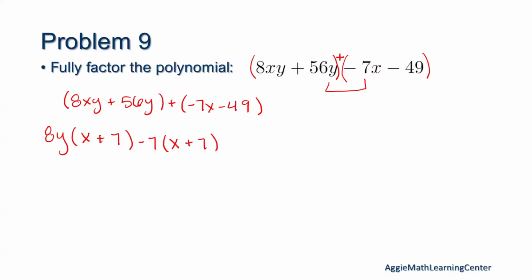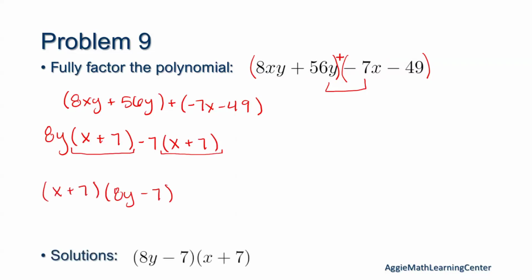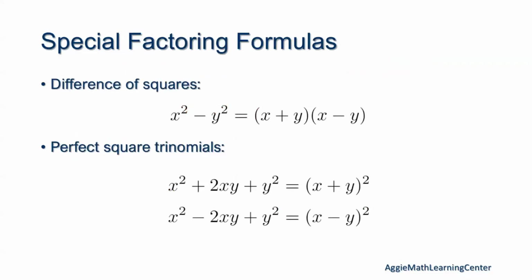Now these two look the same, so we can factor that out technically, x plus 7. What we're left with is 8y minus 7. We wrote it in a little different order, but that's okay.